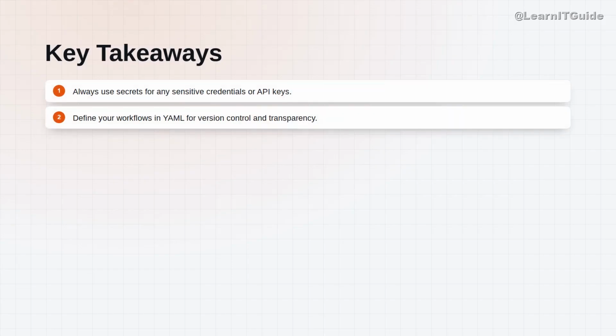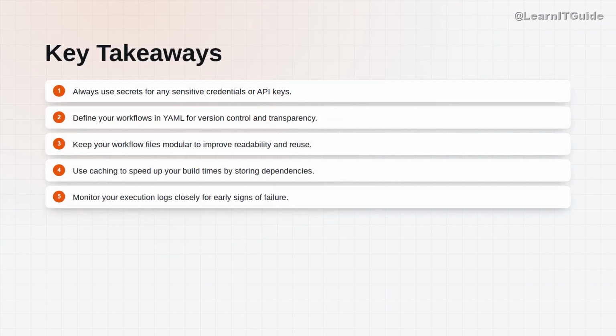So to recap, first, never leak credentials. Always use the built-in secret store. Second, treat your workflows as code by keeping them in your repository. Third, modularize your steps so you are not repeating yourself. Fourth, use caching for dependencies to keep your build times short. Finally, always monitor your logs. These are the habits of elite DevOps teams.